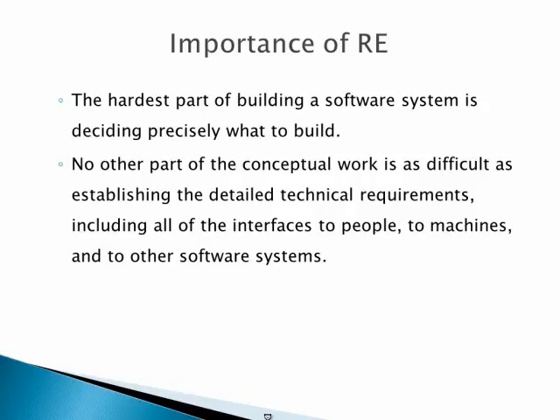It simply means that software requirement engineering is one of the most important parts of the software development life cycle. But in the requirement engineering phase, the most difficult task is to define the communication, how the system will communicate with people, with other machines, and with other software systems. It is the most difficult part of the requirement engineering phase to define how the newly developed system will communicate with people, machines, and software systems.